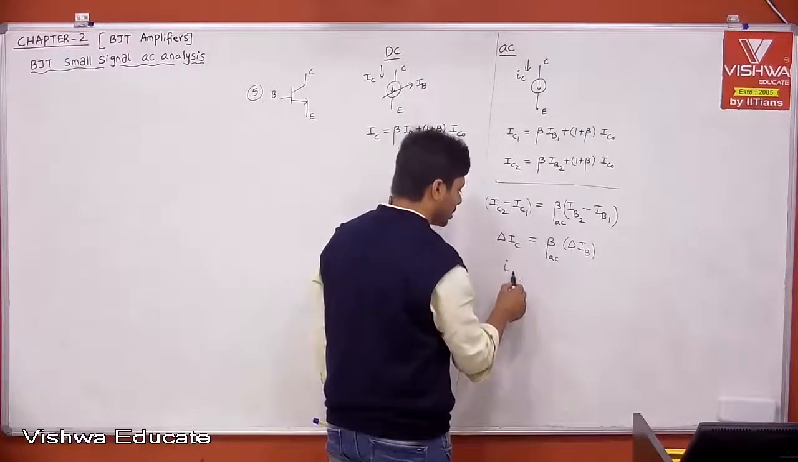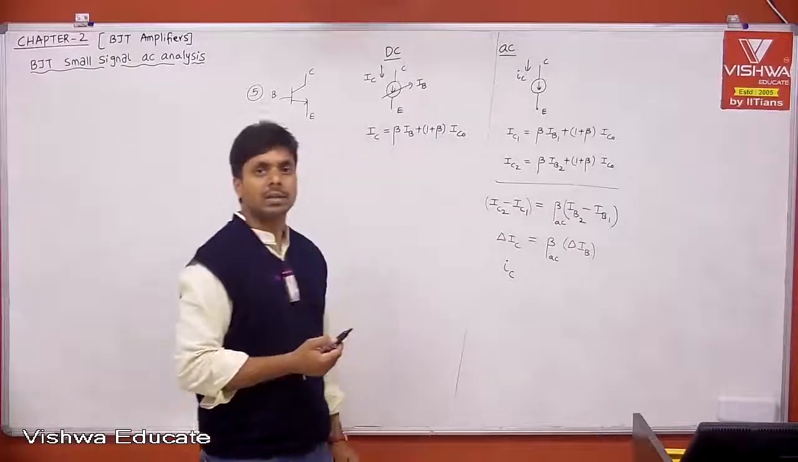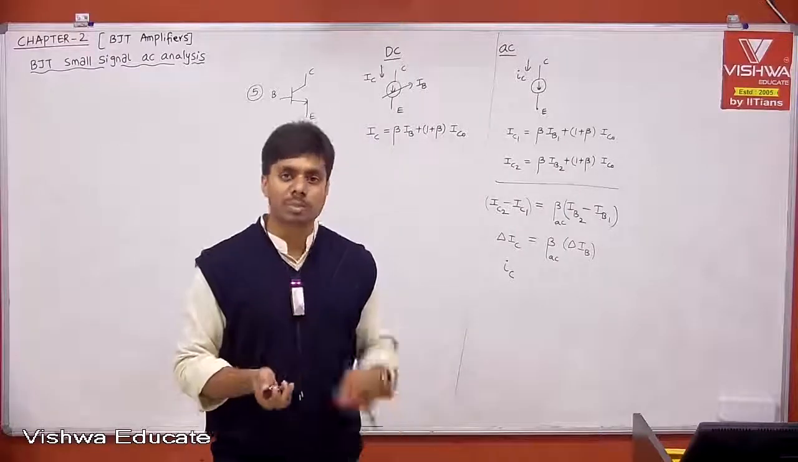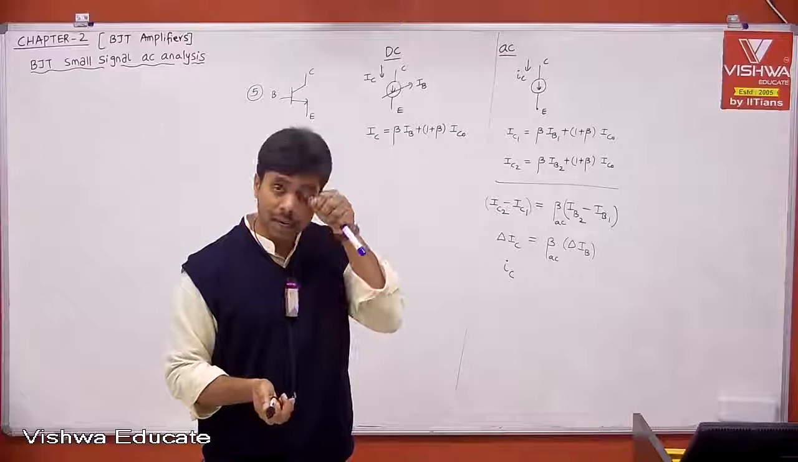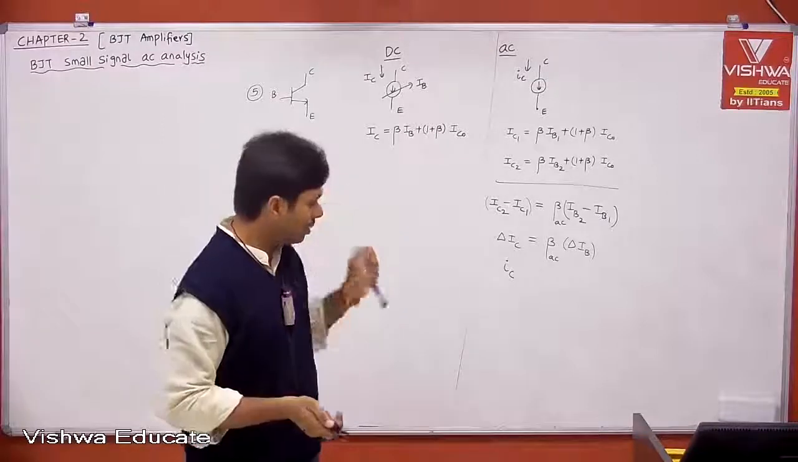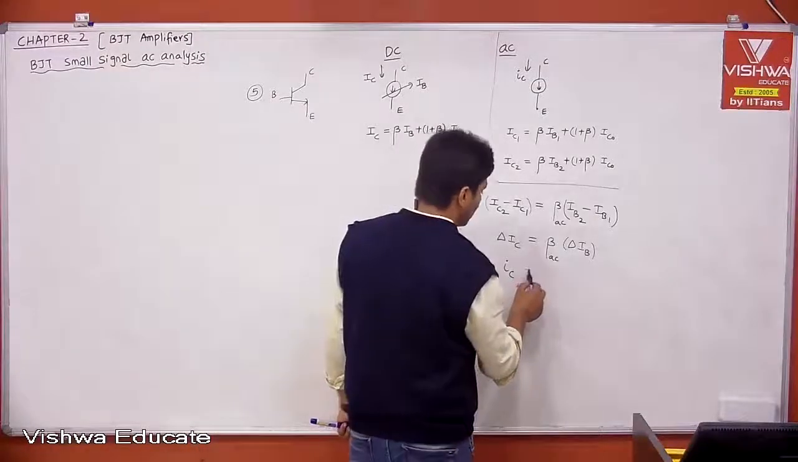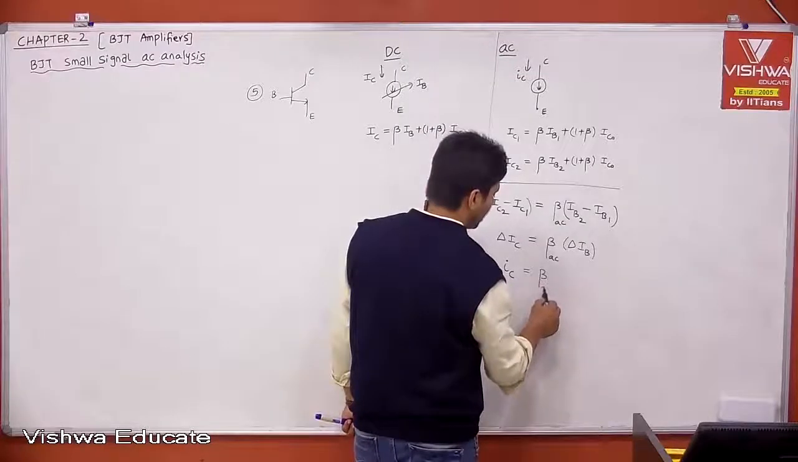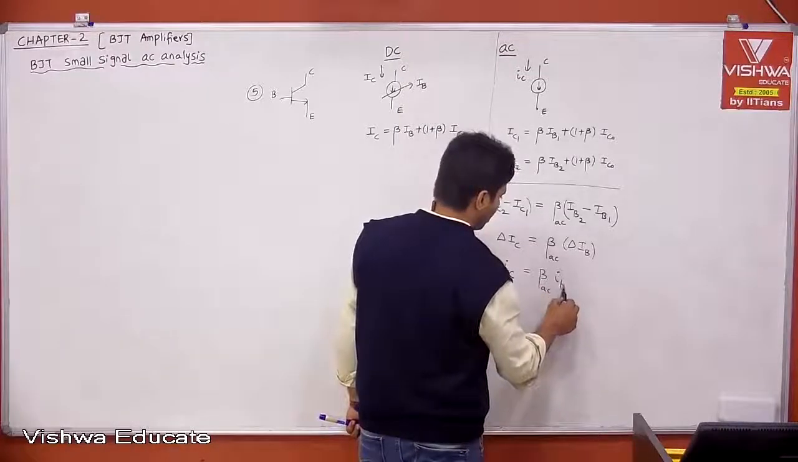That is what people represent as small ic. A small letter is nothing but the change in quantity with respect to time. Instead of representing it with delta IC, it is represented simply with small ic. Therefore, small ic is equal to beta AC into small ib.